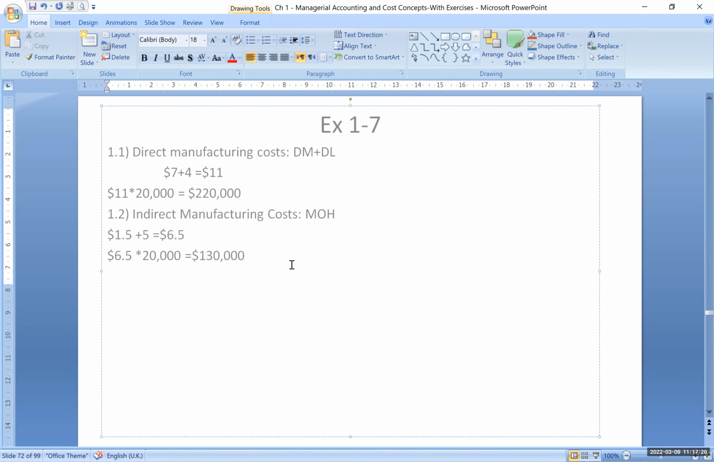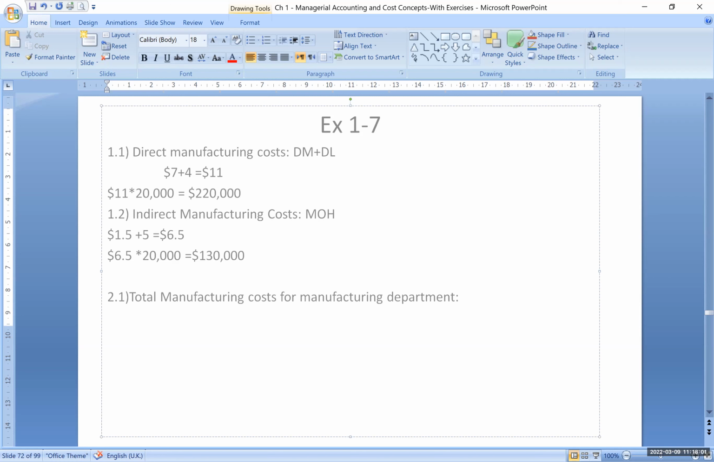For question 2.1, they ask us about the total manufacturing costs for the manufacturing department. In this case, department, not unit. This is the only difference between the first question and the second question. So we are talking about manufacturing costs related to the manufacturing department.